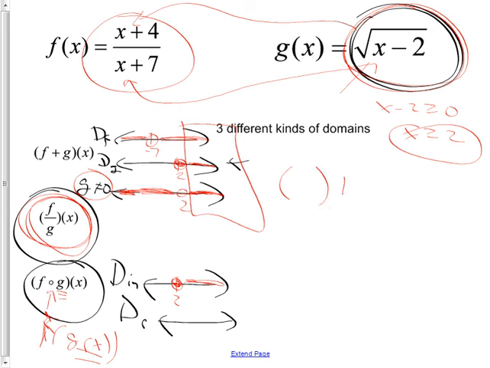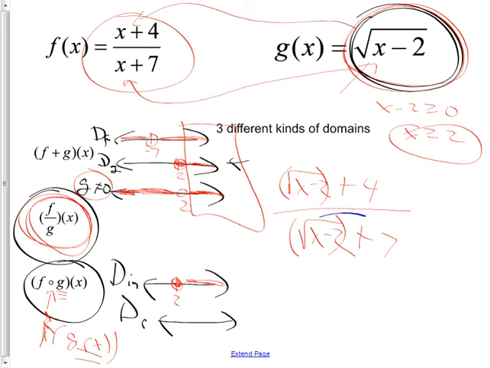So I go empty spot plus 4 over empty spot plus 7. I got to drop in square root of x minus 2 here and here. Okay, now again, that cannot cancel because there's addition here. So you wouldn't be able to just cancel them back off. Okay, so then, what's the domain of that thing?